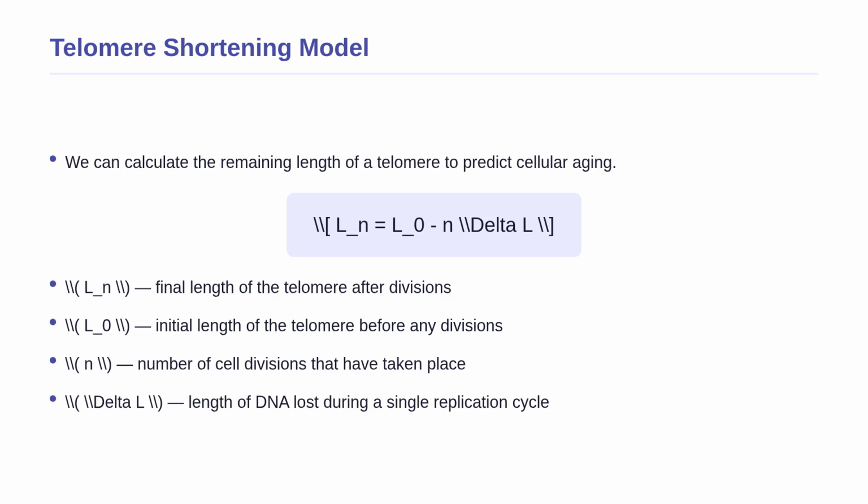Conceptually, as the number of divisions, n, increases, the subtraction term grows larger. This causes the final telomere length to steadily decrease over time, perfectly modeling the molecular aging process.